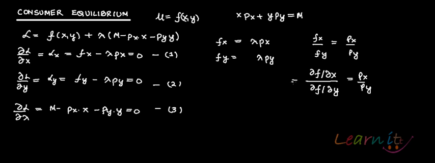But what is del f by del x? This is marginal utility of x upon marginal utility of y. And what is MUx by MUy? That is nothing but MRS. And what is px by py? This is the price ratio which you have. So at equilibrium, MRS should be equal to the price ratio.